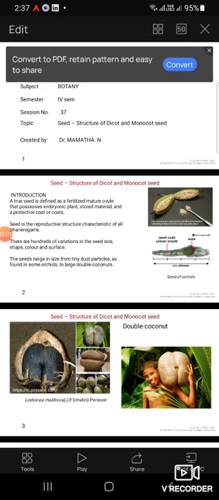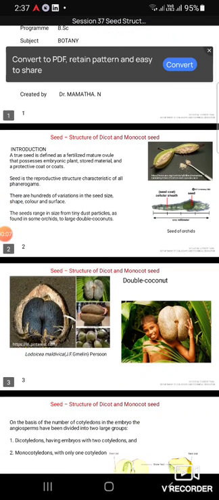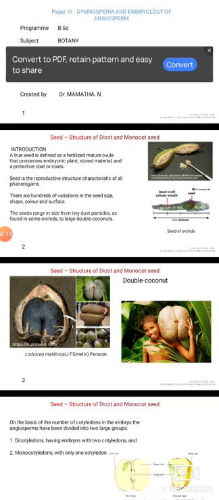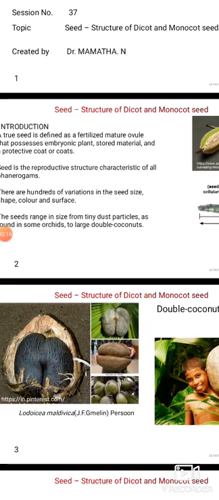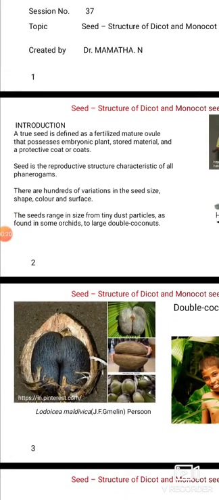Seed structure. Structure of dicot and monocot seed. A seed is defined as a fertilized mature ovule that possesses embryonic plant, stored material and protective seed coats. Seed is the reproductive structure characteristic of all phanerogams.